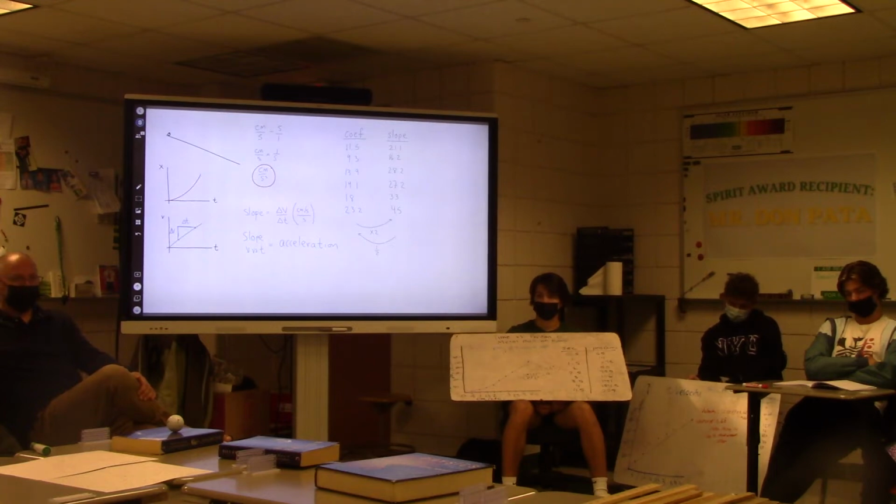In your everyday life, acceleration means speeding up. But in here, the acceleration is the change in velocity divided by the change in time.